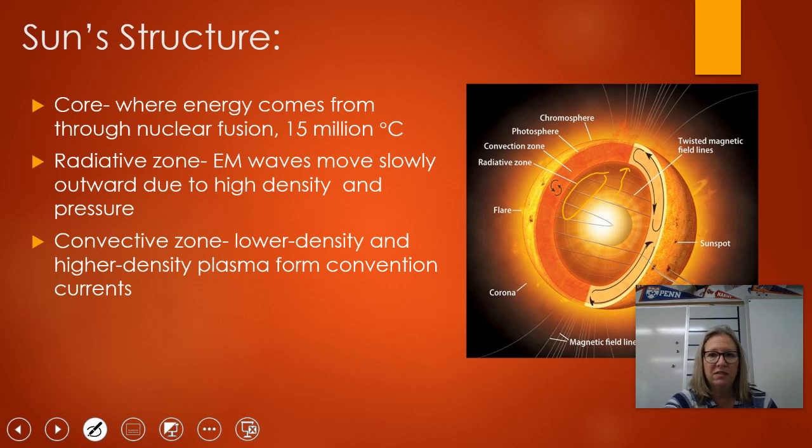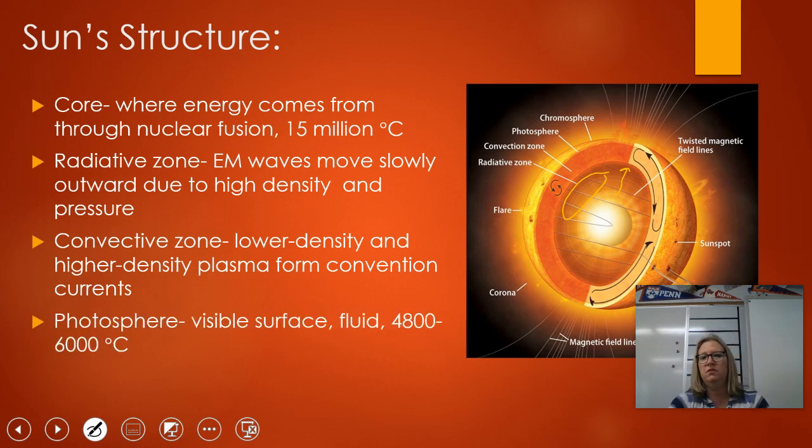which is called the convective zone. Okay, so really low density plasma rises up, and then the higher density plasma sinks down, and it forms convection currents, the same thing that we see in the mantle. Okay, both of them are incredibly hot, but there's enough of a density change in that plasma that it does create that current out there.